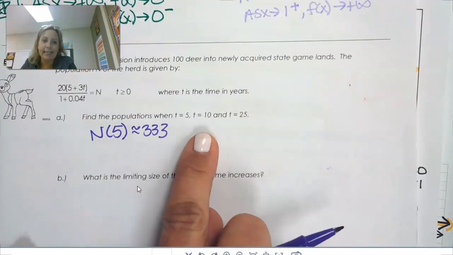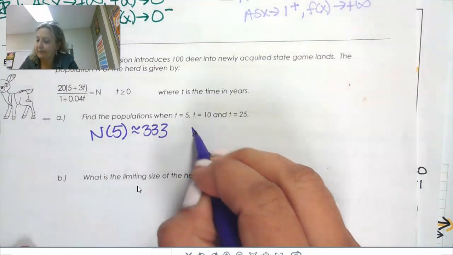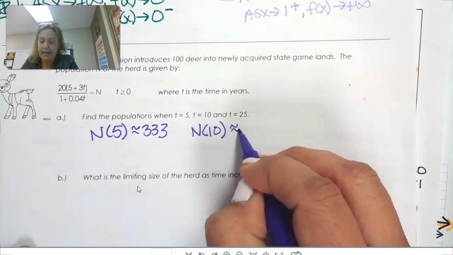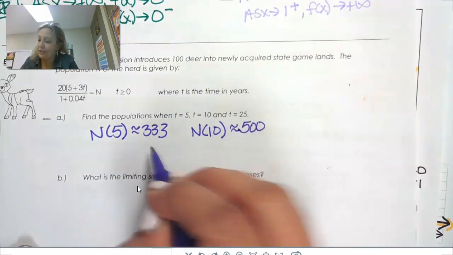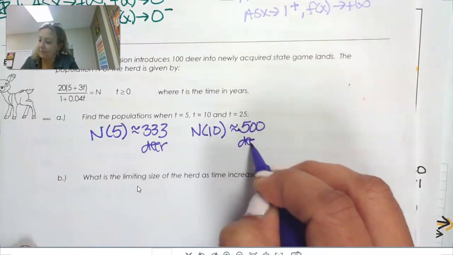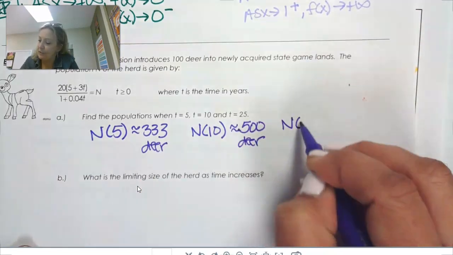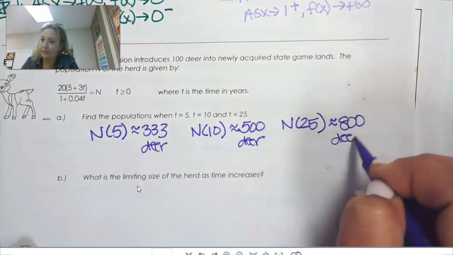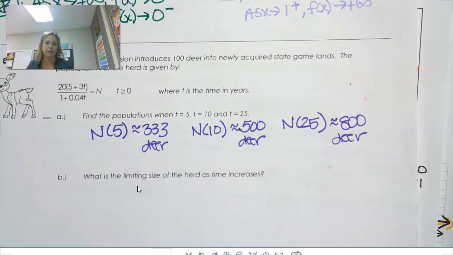We would do the same thing for t equals 10. You don't need to see me substitute. If I find when t equals 10, I end up getting about 500. Oh, I should put a unit. Good idea. Okay. And if I substitute 25, I'll get about 800 deer. Okay. We all know how to substitute.